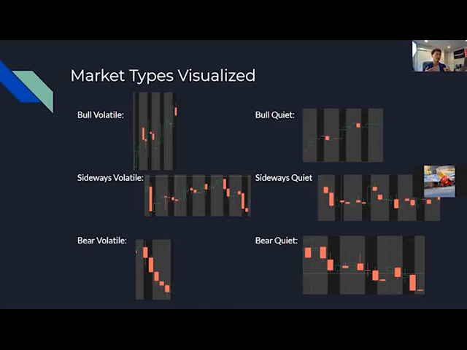Next, we have the bear volatile. As you can see, there's much bigger drops, the candlestick bodies, and it's very clear that there's a downwards trend. For the bear quiet, however, you could see that there's a smaller slope.